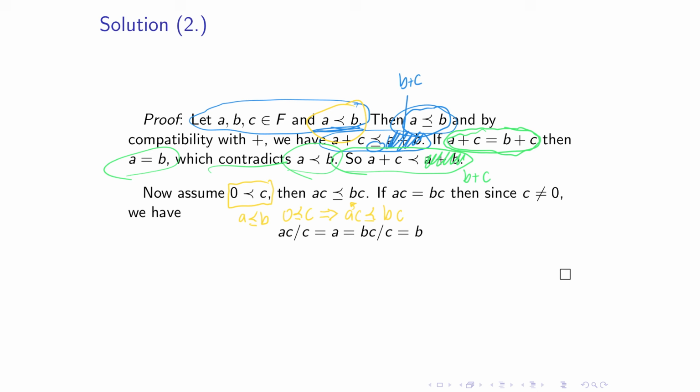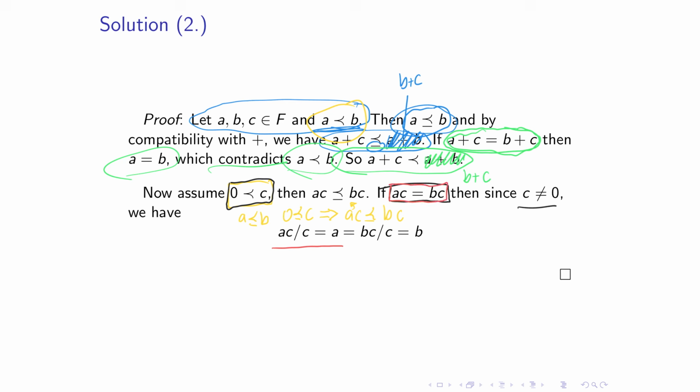Again, at this point, we only need to rule out equality. So for contradiction, let's assume equality of AC and BC. Now, this is where it's important that we said that 0 strictly precedes C. That tells us that C must not equal 0. Because C must not equal 0, by the field axioms, any non-zero element has a multiplicative inverse. This tells us that we are free to take this equation and divide throughout by C.